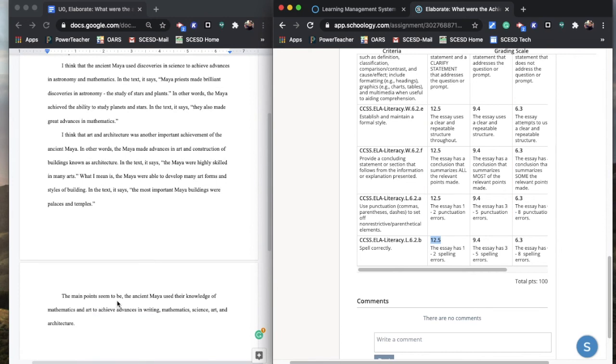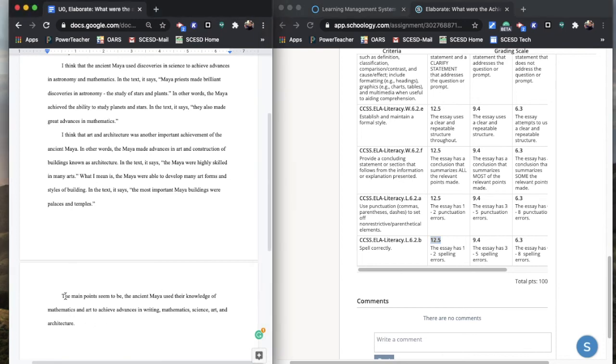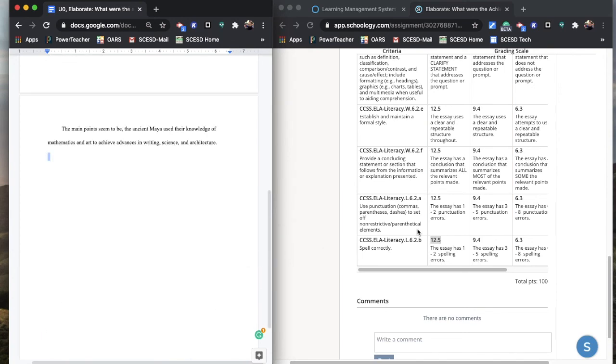The main point seemed to be the ancient Maya used their knowledge of mathematics and art to achieve advances in writing, mathematics, science, art, and architecture. And we can actually change that. I didn't really realize that I was being a little bit redundant, okay? Use their knowledge of mathematics and art to achieve advances in writing, science, and architecture. We don't need to re-put mathematics and art in there. And we get the 12.5 points.